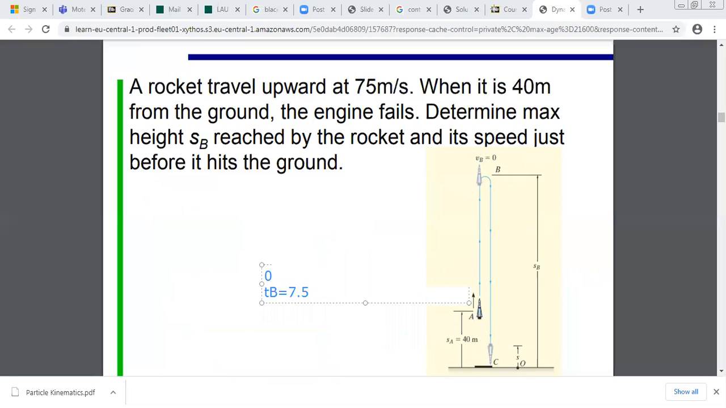Now, the second question was to determine the speed just before it hits the ground. Here, your rocket will go up and reach a maximum height, then go down until point C. The question now is to find the velocity just before reaching the ground, at this level. So what can we do? How to find this velocity v at C?